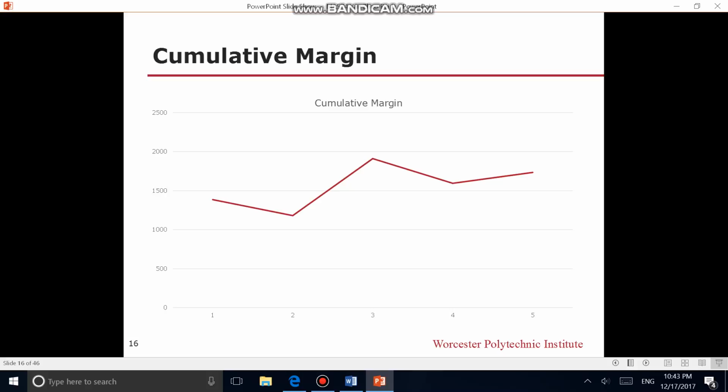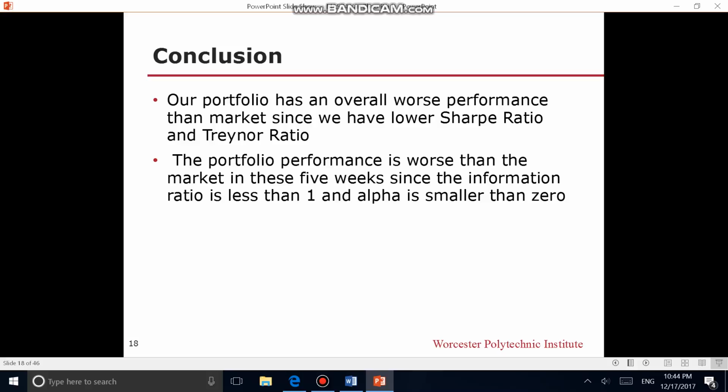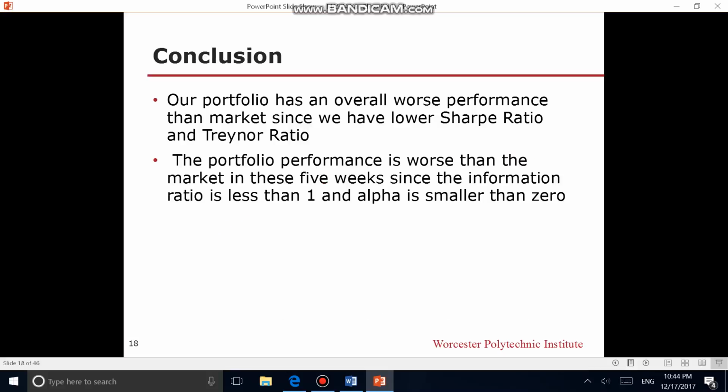And then we do cumulative margin and leverage ratio. Our account has a positive number over the 5 weeks, and we didn't receive any margin calls, and the leverage ratio has an increasing trend except for decreasing in week 3. Our conclusion: our portfolio has an overall worse performance than the market since we have lower Sharpe ratio, Treynor ratio, and our information ratio is less than 1, and our alpha is smaller than 0.